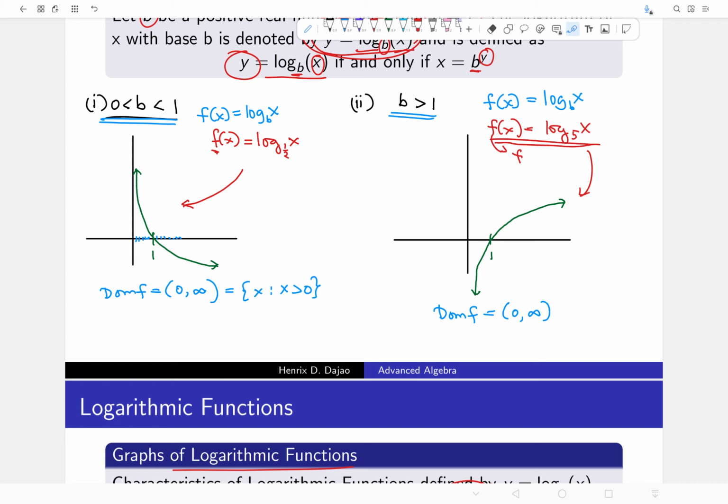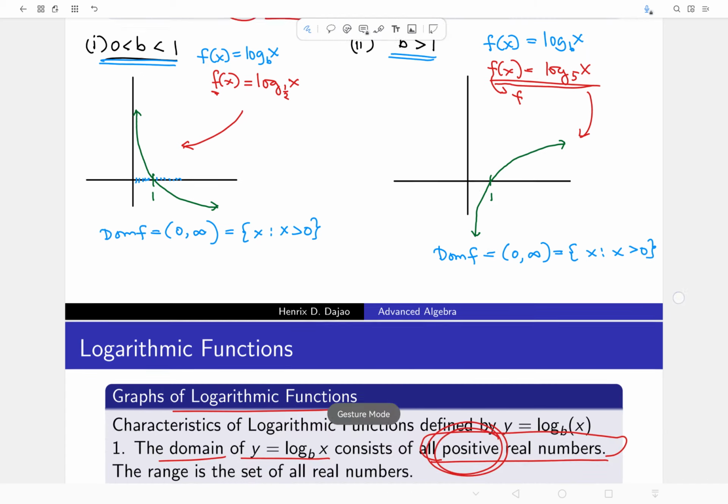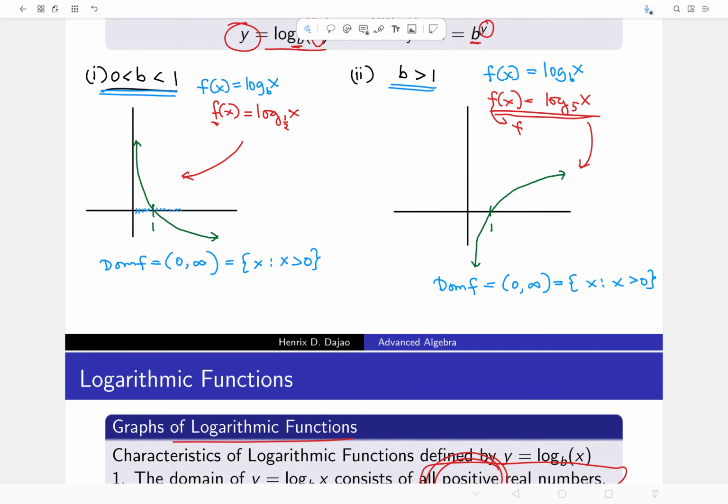Okay, so that's the domain. If you look at this, the domain, the permissible values of x that we can use, is the set of all x greater than 0. So all of these things, you collect them and put them in a set.